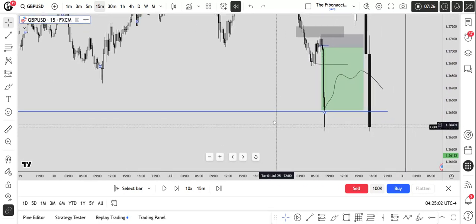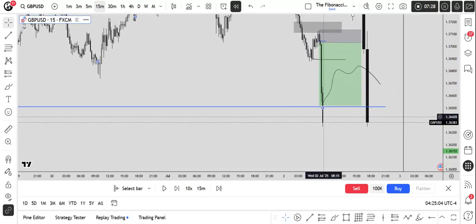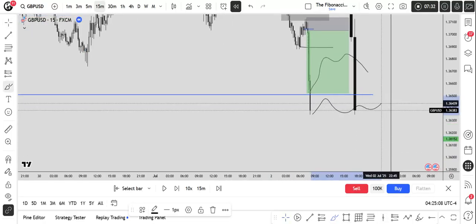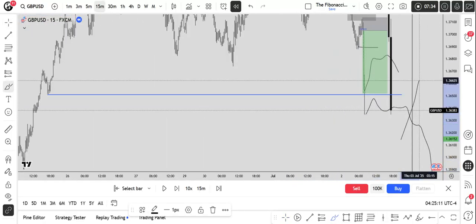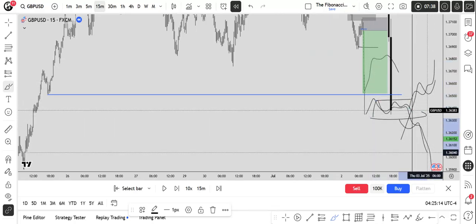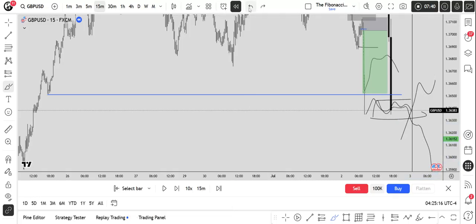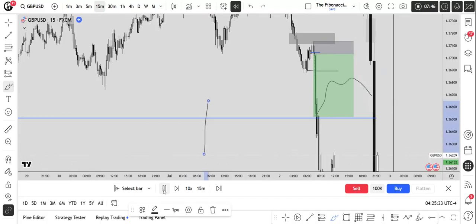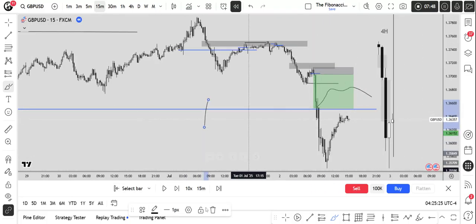After this type of move, there is a high probability that either there should be consolidation going on, or it should just retrace. Either it should consolidate, it should retrace, or it should just continue. These are three scenarios which can happen. So let's see how it goes. The replay chart is not working, so it is working now.